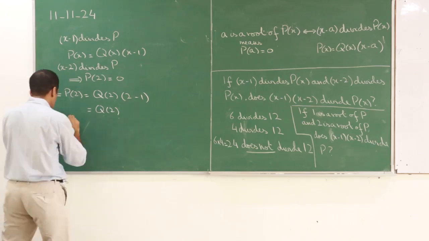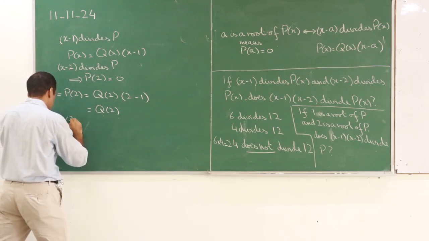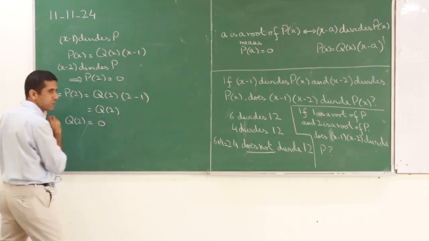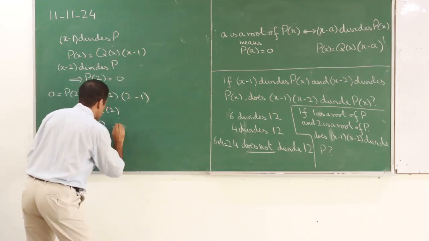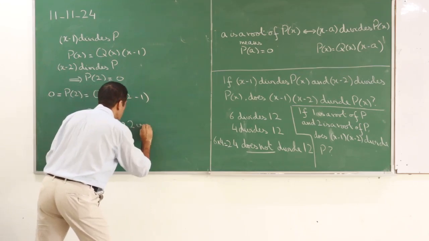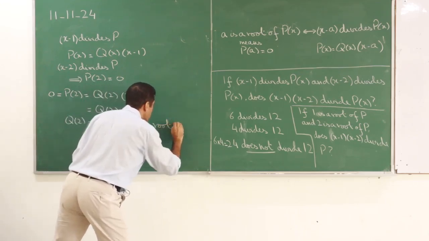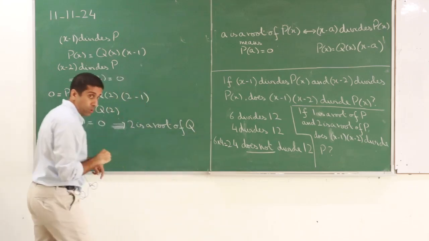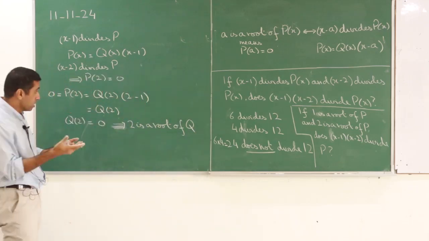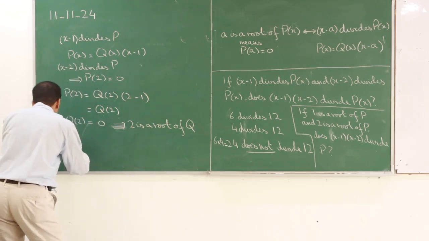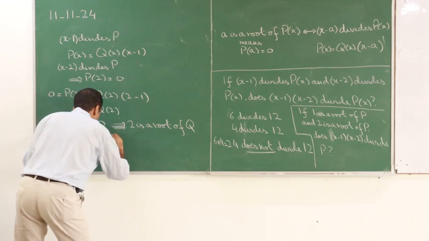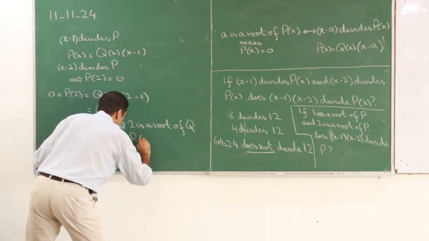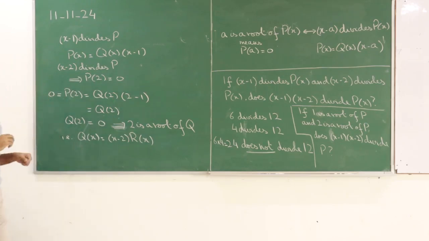So we have just found out that q of 2 is equal to 0. This implies, and this is pretty neat, that 2 is a root of q. Also, it's a root of p, but it's also a root of q. So what that means is that q of x can be written as a product of another polynomial, q of x equal to x minus 2 multiplied by r of x.